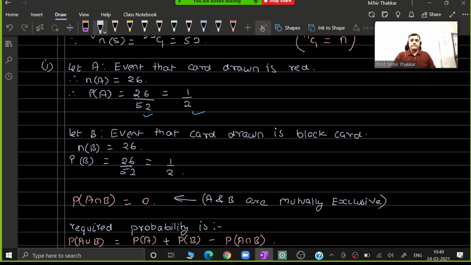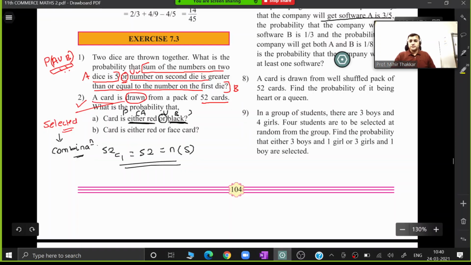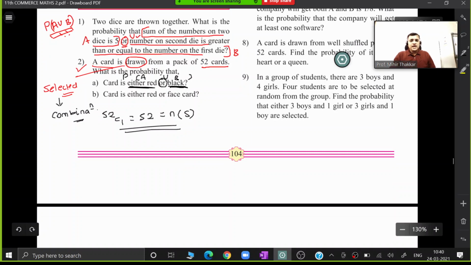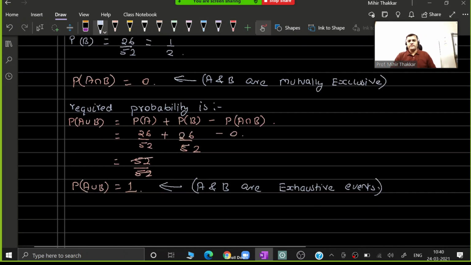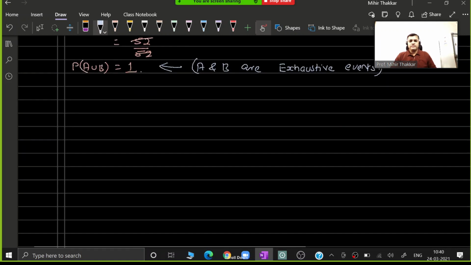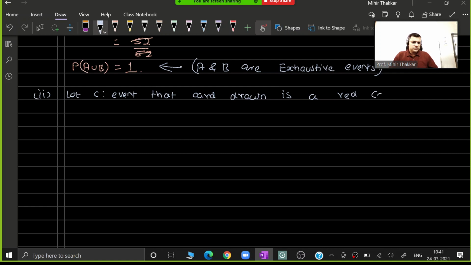That was the first part of your sum. Let's see the second part. The card is either a red or a face card. So let us see. Now once again, when we are talking about the red card, the event A will be exactly same, so there won't be any difference. But this time we will be defining them as C and D. So I will consider, let C denote the event that the card drawn is a red card.